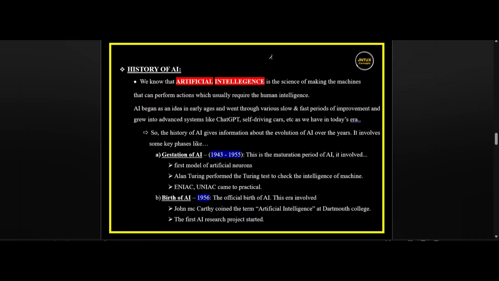So, history of AI. You know that artificial intelligence is the science of making machines so that they can perform actions which in general require human intelligence. In early days, AI began as an idea and it went through slow and fast improvements and grew into advanced systems like ChatGPT and self-driving cars, which we have in today's world. All these are improvements and advancements of the previous ideas. So the history of AI gives the complete idea of the evolution and the key phases of improvement in AI over the years. It involves some key phases, like the gestation of AI, which is the first phase in the history of AI.